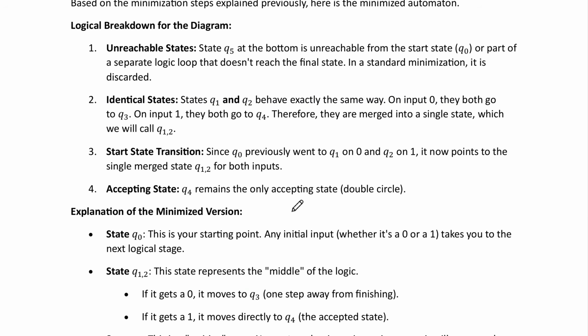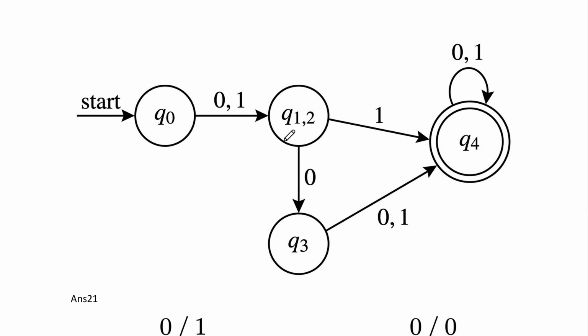One more thing, which I have already explained. When you are applying 0 or 1 on Q1, Q2, for example, applying 0 on Q1, Q2, in this case we are getting the state Q3, so there is no problem. In this case also, when we are applying 1 on Q1, Q2, we are getting a single state. So this is the correct transition diagram for the minimized automata.